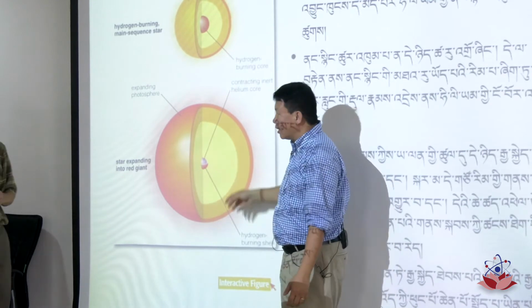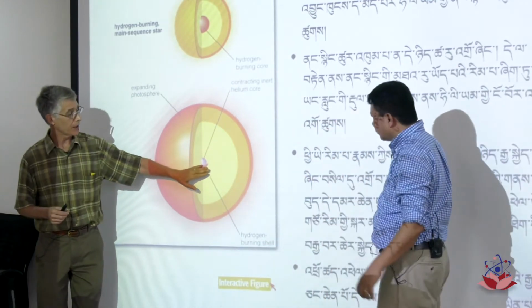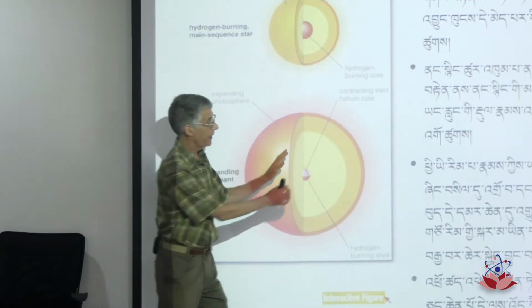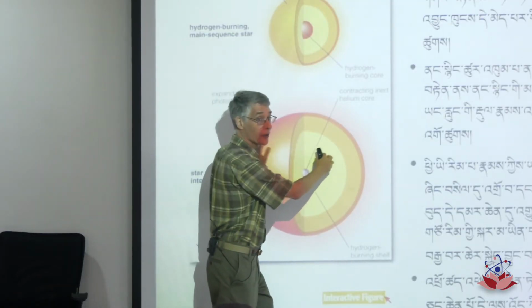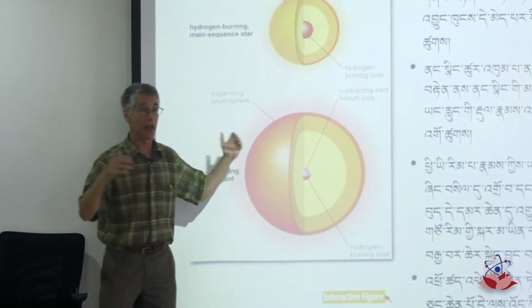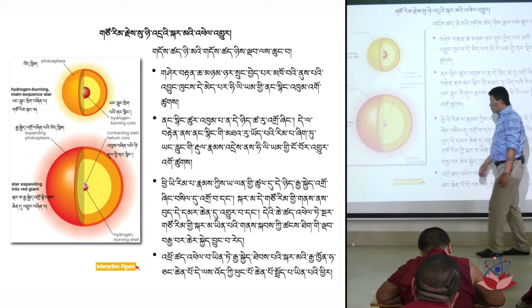So with this source of energy from the shell, it causes the outer layers of the star to expand to up to 100 times as big as the sun is now.